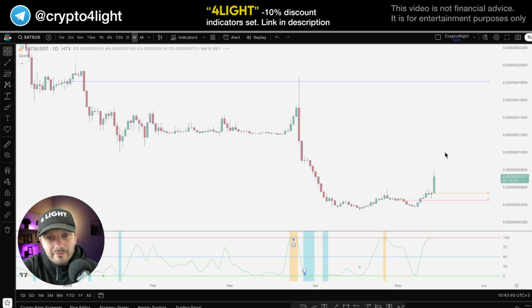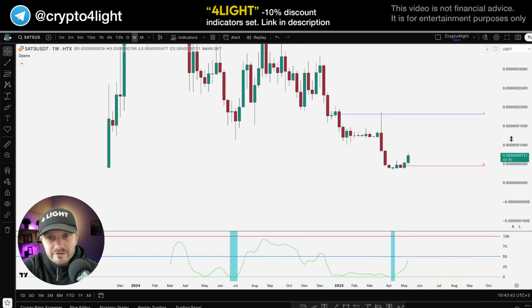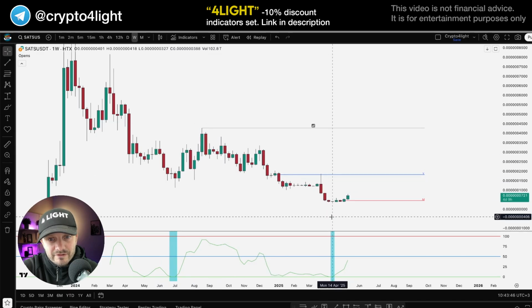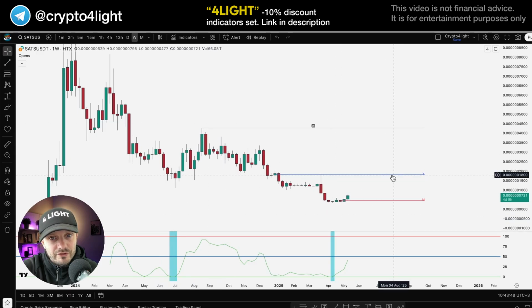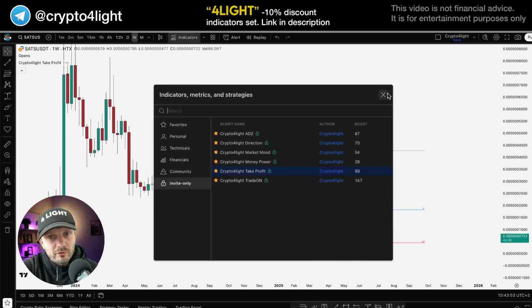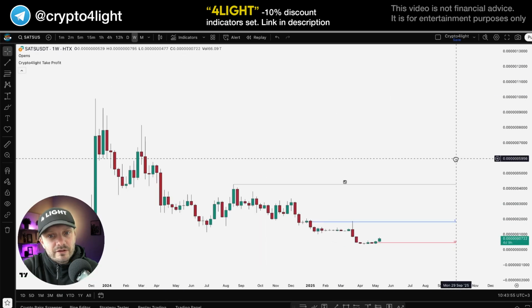And weekly time frame, guys, of course, here this was accumulation in history. This accumulation, pump, the same story. Accumulation, pump can be to the yearly open. Pretty good one. The last indicator, guys, is take profit. Take profit on a weekly.